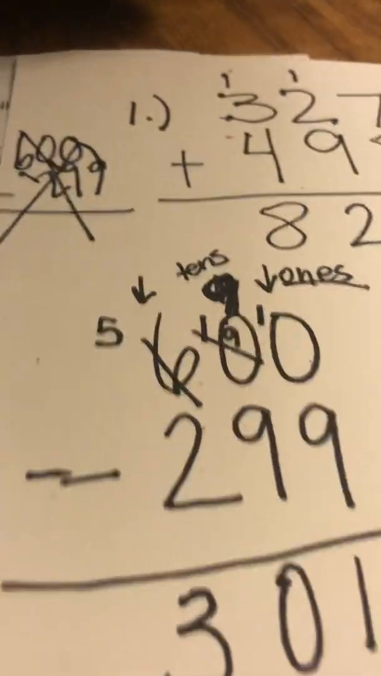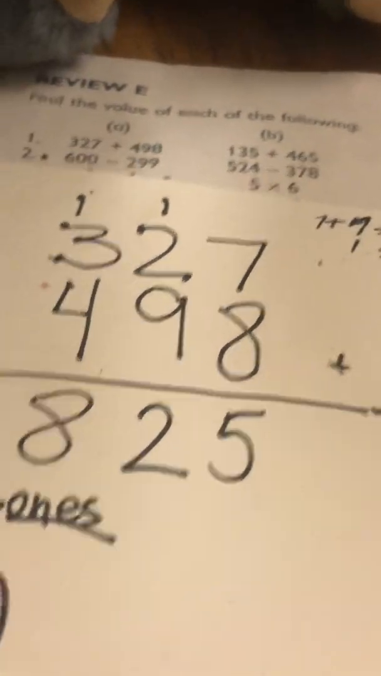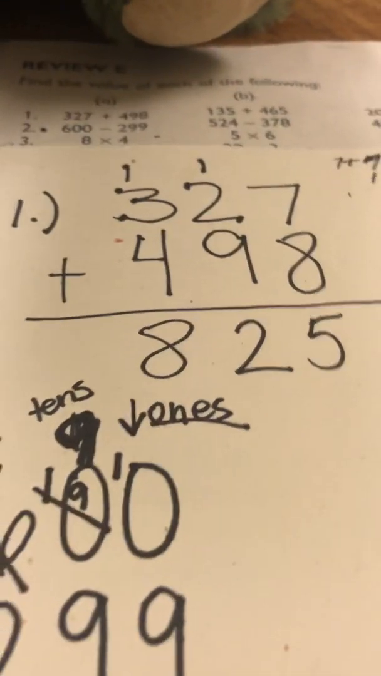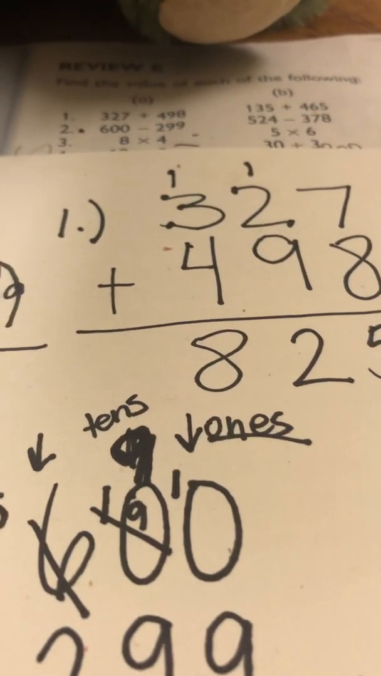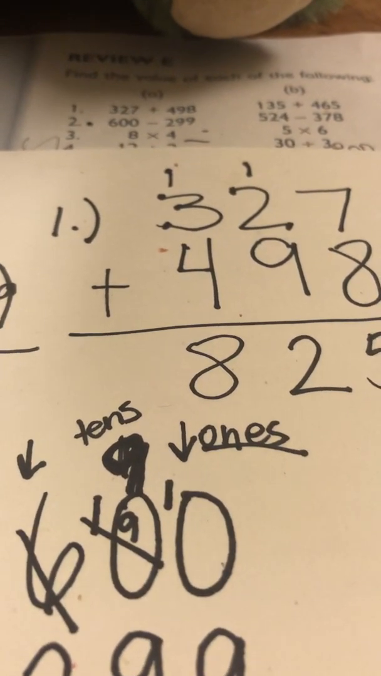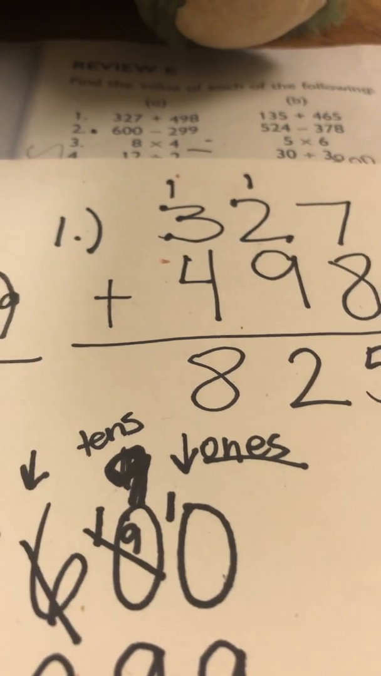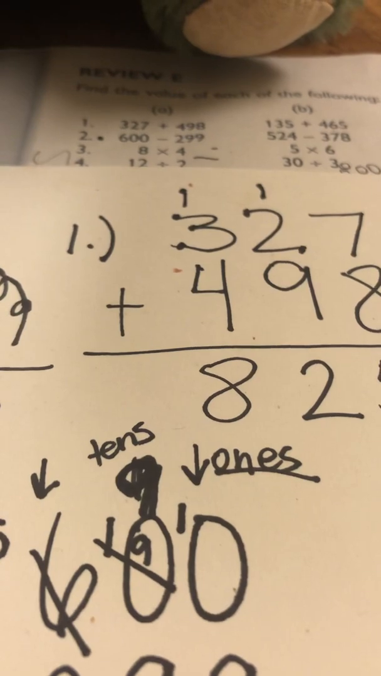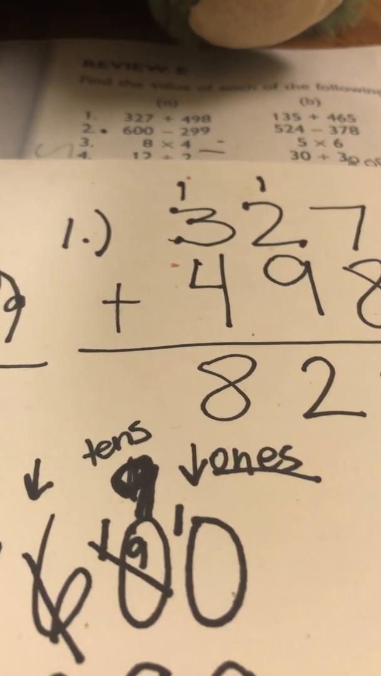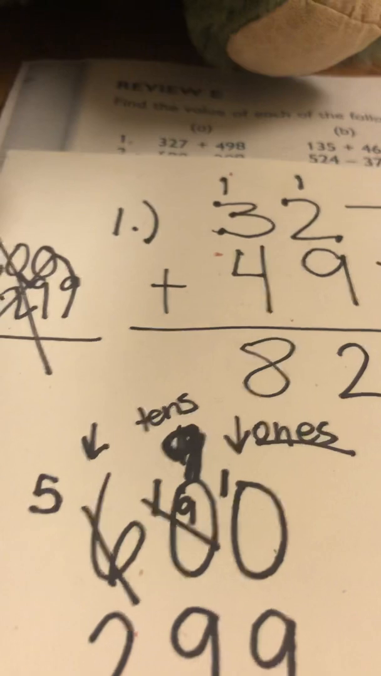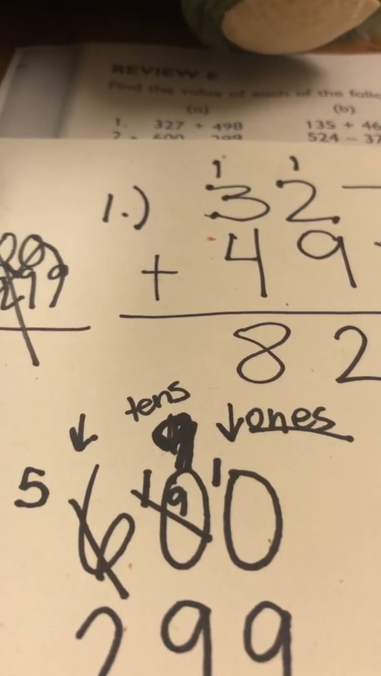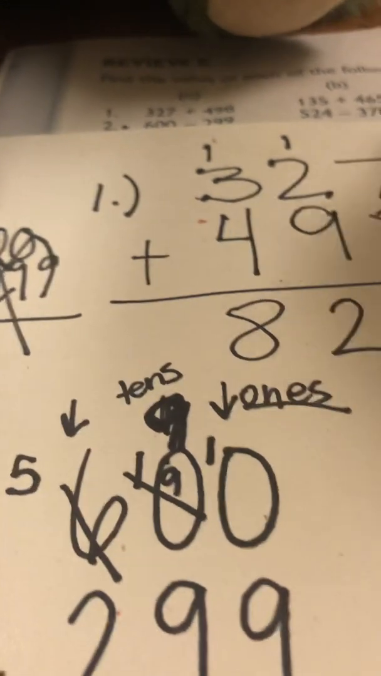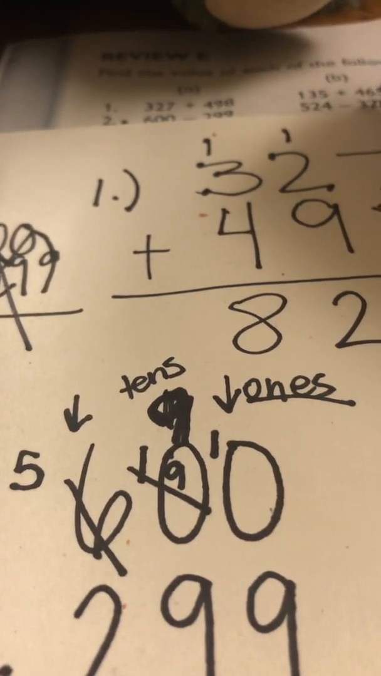Let me do one more subtraction problem for you, and then we can go on to the multiplication. And I think what I'll do is I'll make a multiplication problem video by itself, and then I will do a word problem video. So these videos can download easily. Let's move on to 524 minus 378.